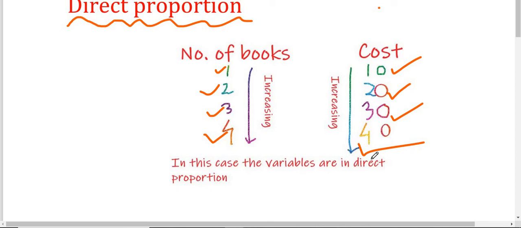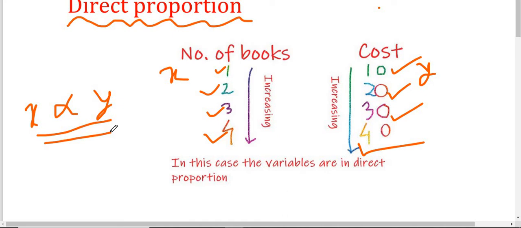If both the numbers are increasing, then it is the concept of direct proportion. Variables mean number of books. If you write X for the number of books and Y for the cost in rupees, then we call X is directly proportional to Y, or X and Y are in direct variation. And using the symbol, X is directly proportional to Y. This is a very important symbol in physics. Class 9 also you will get it.